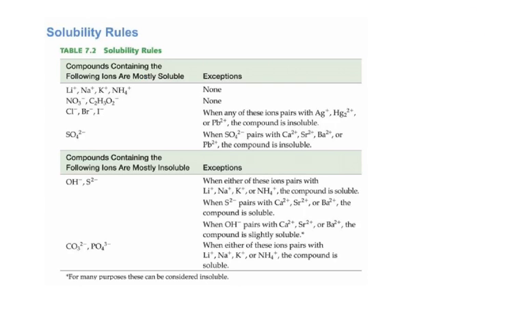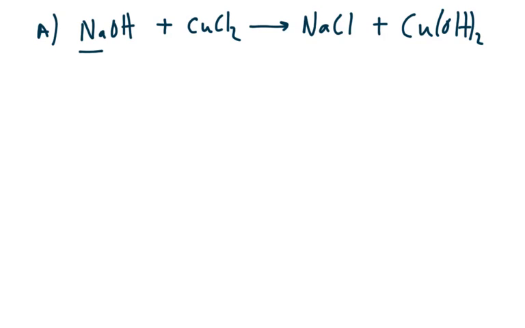If you look here, notice where sodium is. Sodium is an alkali metal. So any compound containing an alkali metal is soluble. There are no exceptions. So this has an alkali metal, and so does this one over here. So both of these are soluble. When something is soluble, we're going to put aq for aqueous. So that rule tells us that both of these are soluble.